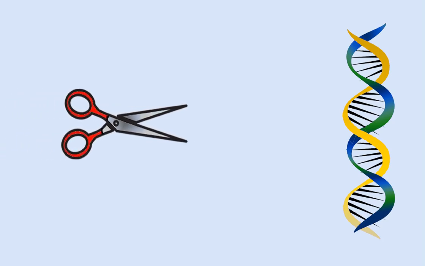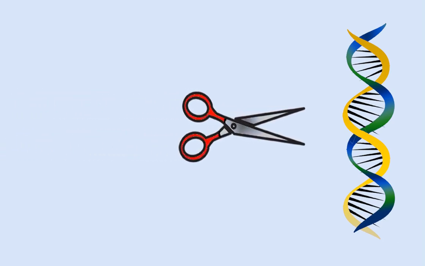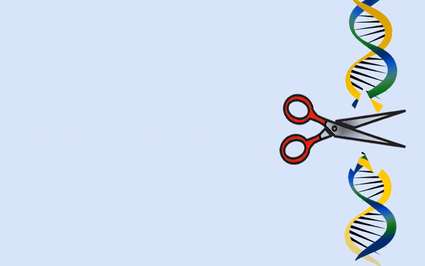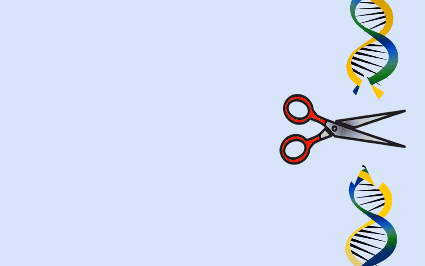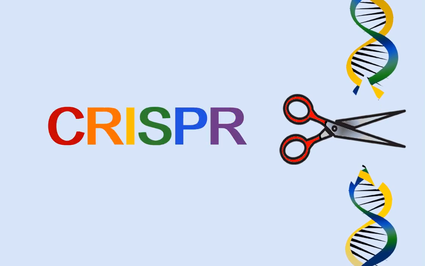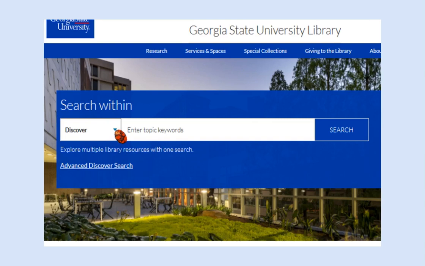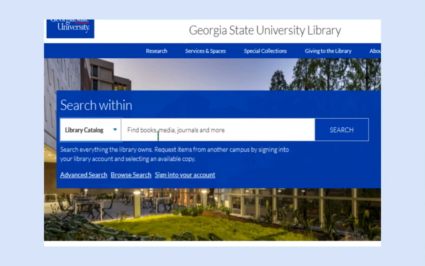CRISPR is a technical topic. It's a technique where scientists use a protein and a little piece of RNA to cut the DNA in a cell and then insert other pieces of DNA. It's really, really high-powered genetic engineering. All right, let's search the library catalog for a book.